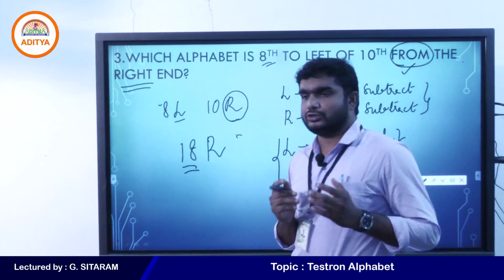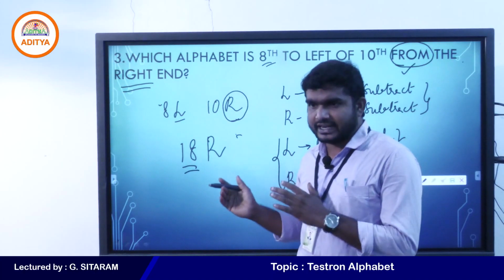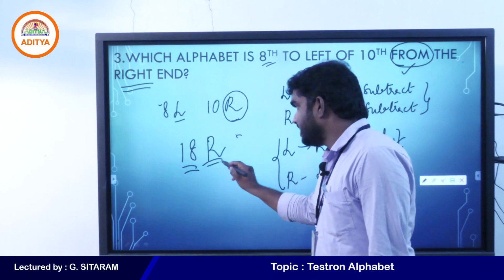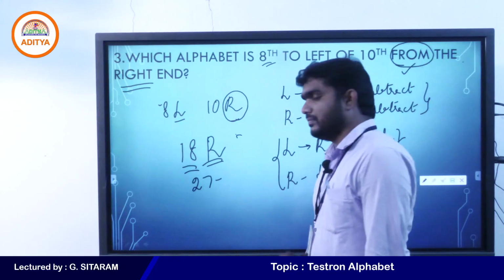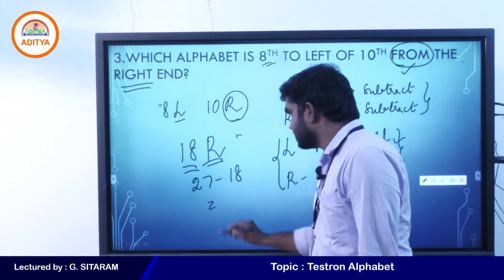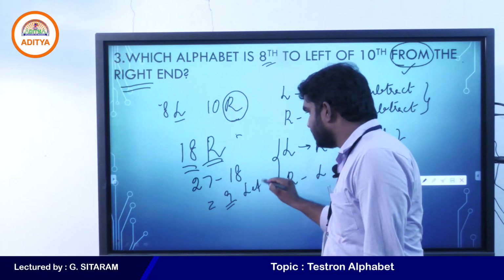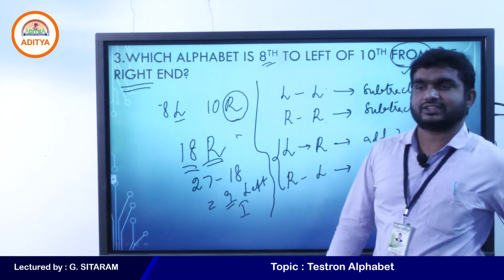Here you may have a confusion about how to calculate the 18th letter from the right hand. But you have a simple technique. For the 18th from the right hand, you just subtract from 27. 27 minus 18 is equal to 9. 9 from the left hand is nothing but I. Did you get this point, or shall I explain it again?